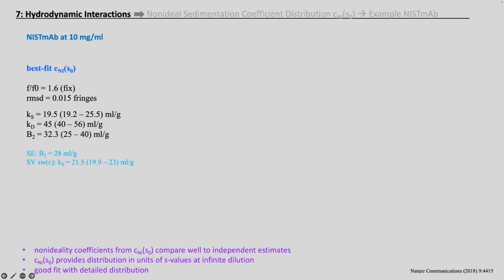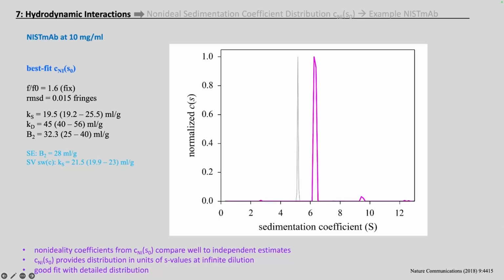And here are the calculated distributions, in gray from the naive standard c(S) and in magenta from the non-ideal c(S). In comparison, the non-ideal c(S) provides us with a distribution of species as a function of their S value in units of S values at infinite dilution. It accounts for the existing non-ideality. By contrast, with the naive standard analysis, we would only measure the reduced observed S value.